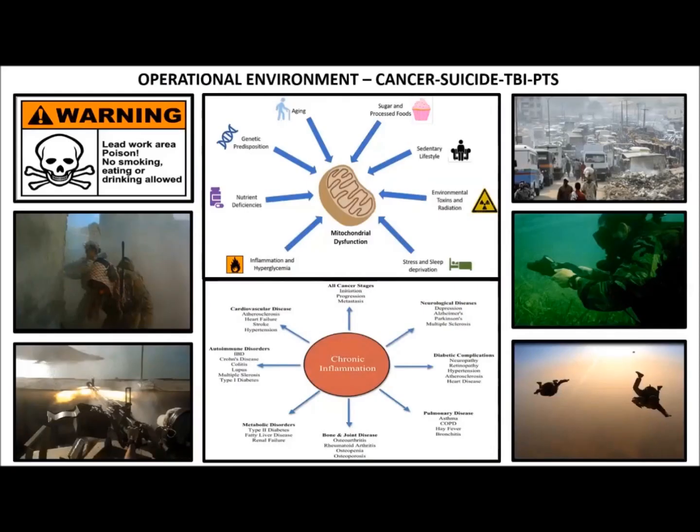Looking at the operational environment with cancer, suicide, TBI, and post-traumatic stress, look at the environment, look around you, where you're going. All those things are influencers, right? If you remember the operational environment definition, looking at the top graph: aging, sugar, processed foods, sedentary lifestyle, environmental toxins, radiation, sleep deprivation, inflammation, hyperglycemia, nutrient deficiencies, and genetic predispositions.